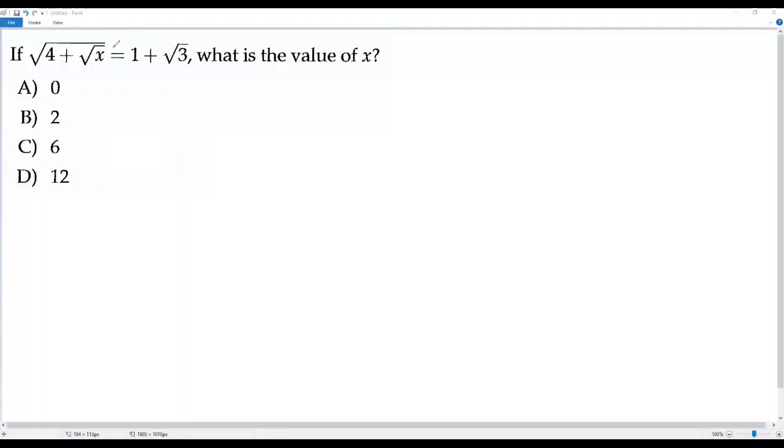Here we have a SAT math question. Okay, let's go with the information. If the square root of 4 plus the square root of x equals 1 plus the square root of 3, what is the value of x? In the given equation, we have to solve for x. That is, we have to find the value of x.